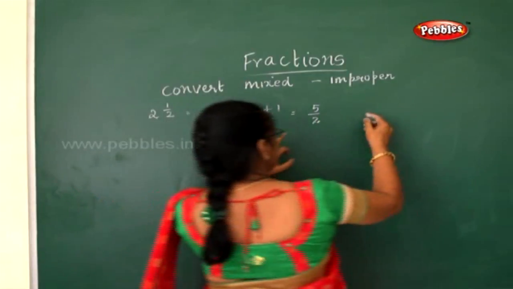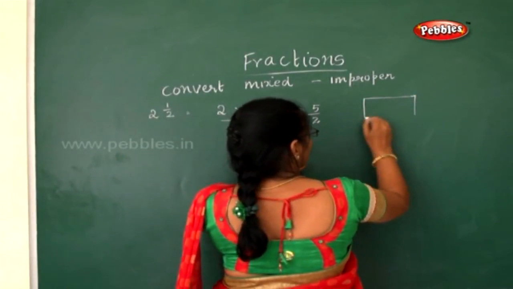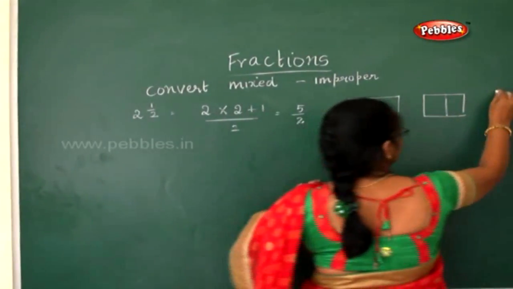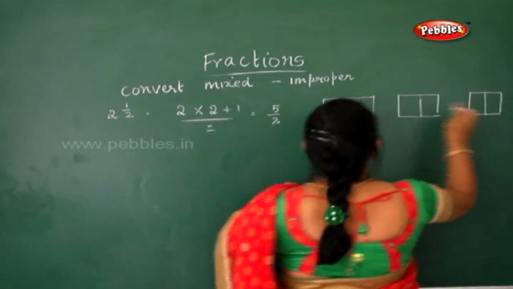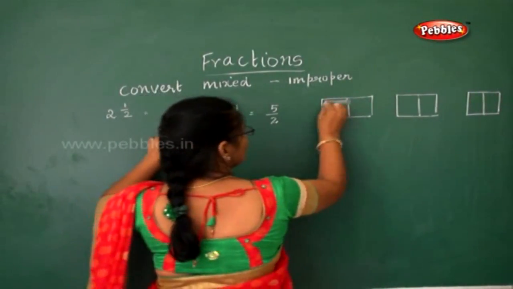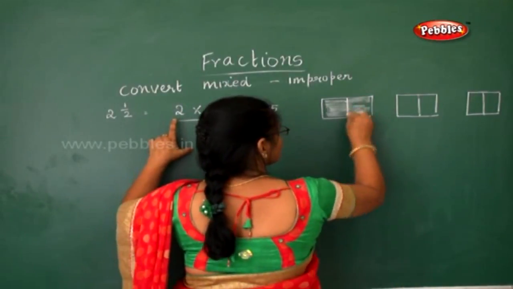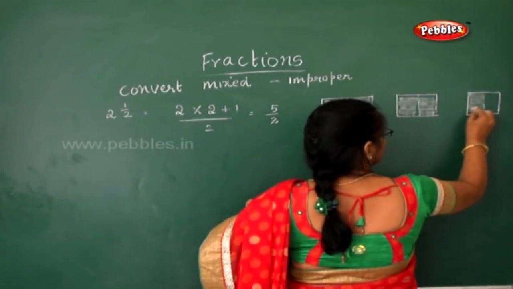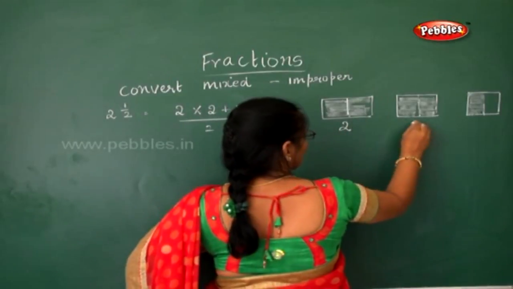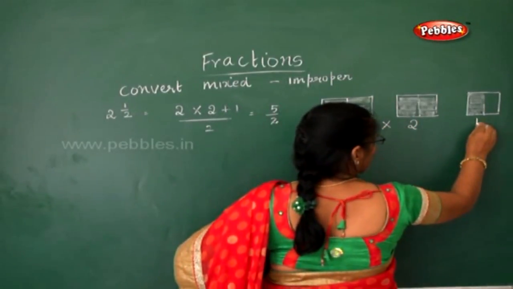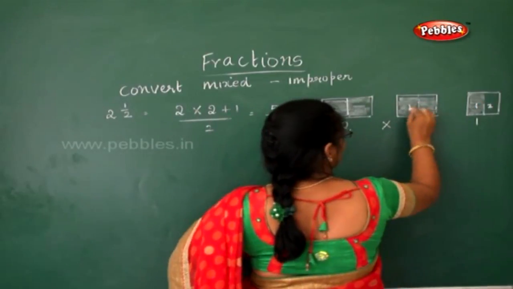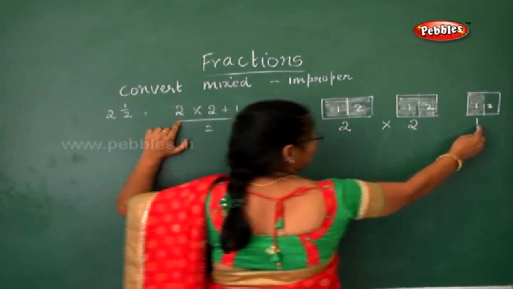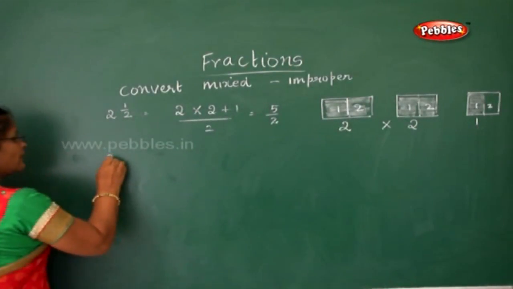See, now I'll just explain it in a simpler way. Now what is it? 2 into 2, 2 into 2 plus 1 by 2. This is 1 by 2, 1 and 2 here. So 2 into 2 is 4. 4 plus 1 is 5. 5 by 2. Same way, 3 1 by 2.